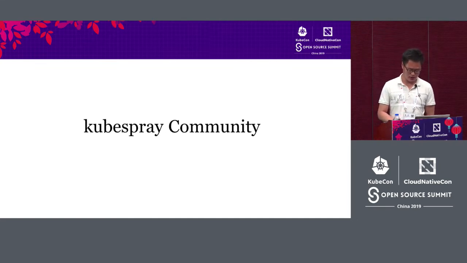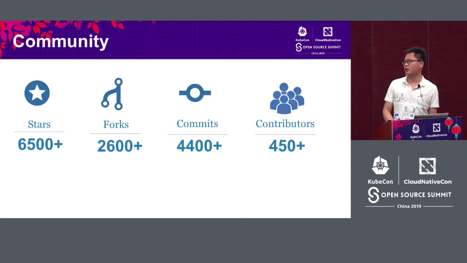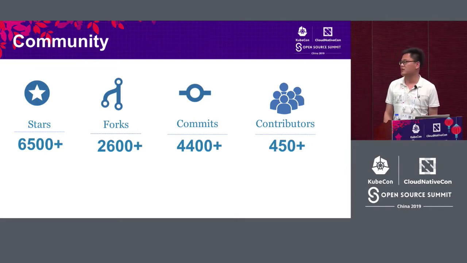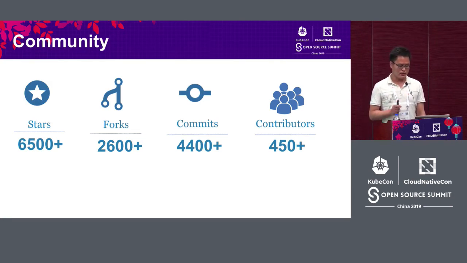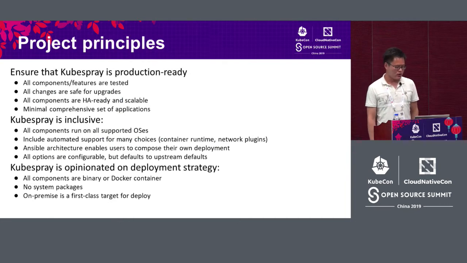Next, let me talk about Kubespray community development. Over the past 1 year, Kubespray has grown very fast. Now we have 6,400 stars, 2,600 forks, 4,400 commits and 450 contributors. Most of which actually joined us over the past 1 year. That is, over the past 1 year, the number of contributors grew by over 200.